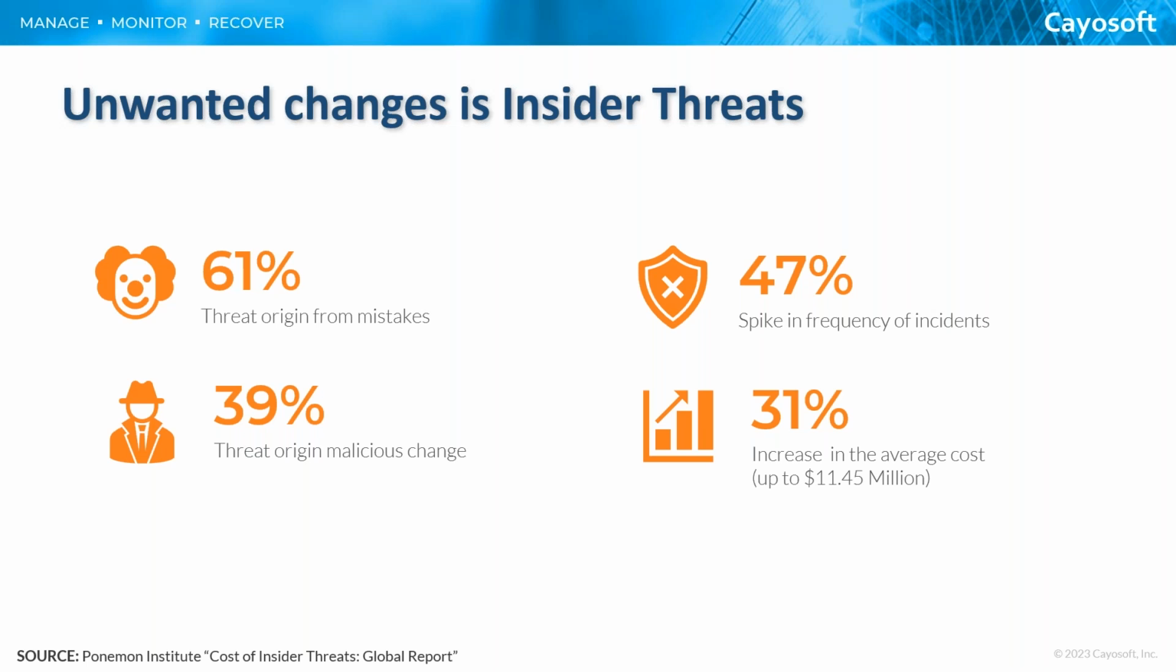Ponemon Institute did a really interesting study, and 61% is the number they came up with for threat origin of a mistake. And that's a clown, right? Somebody messing around. I don't mean your administrators are clowns, but I couldn't find a good icon for it. So we used a clown. I thought that was pretty funny.